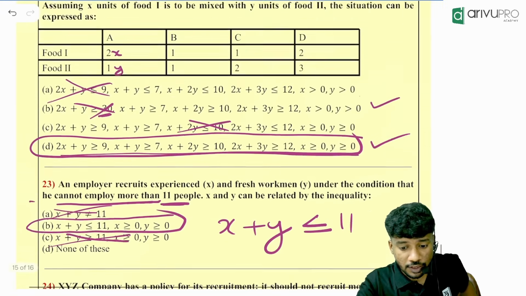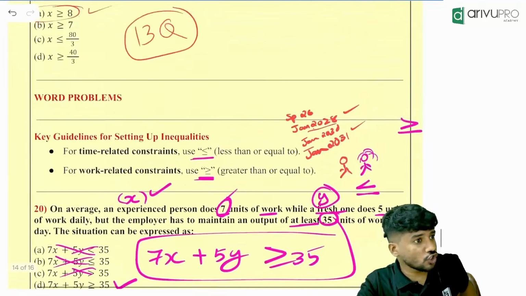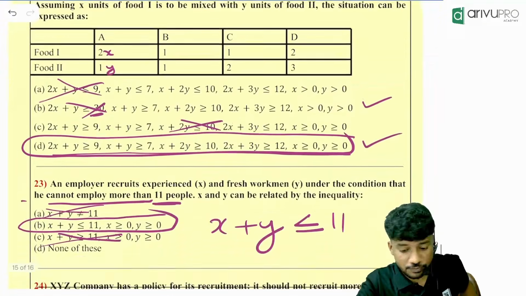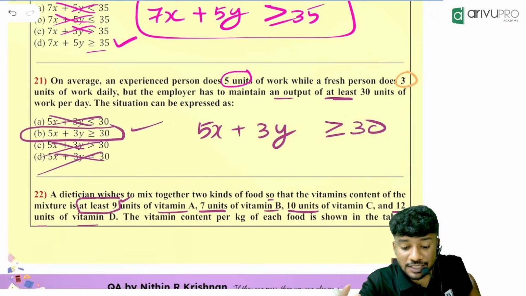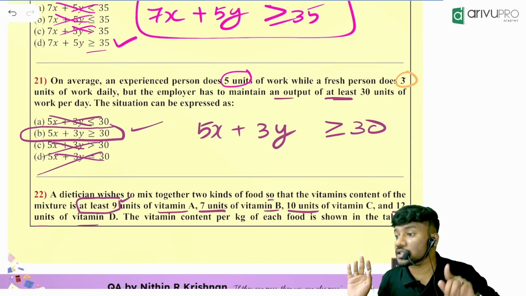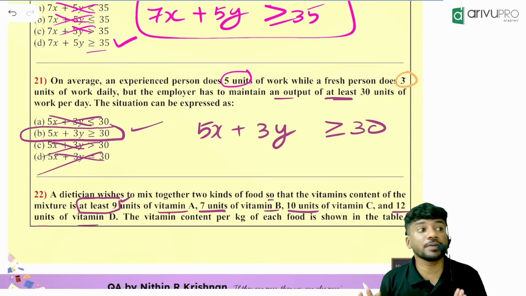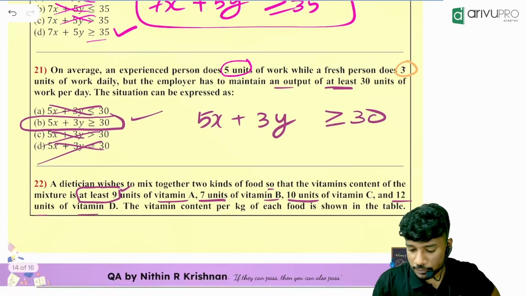Got the point, Sukrita? Yes. I hope you got it. In the previous question, what was the case? Previous questions and all, they were talking about the work, total work. Here is about the people, not about the total work.